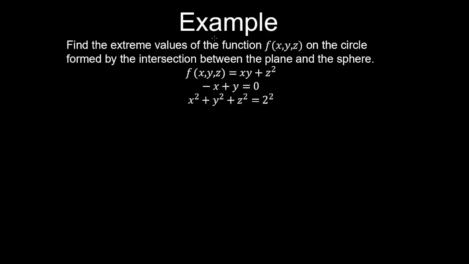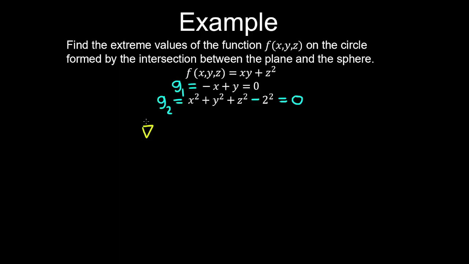Find the extreme values of the function on the circle that's formed by the intersection between a plane and a sphere. So our first constraint equation, which is also a function of 3 variables, is the equation of the plane, and our second constraint equation is that of the sphere, which we'll subtract 4 from both sides to get g is equal to 0.